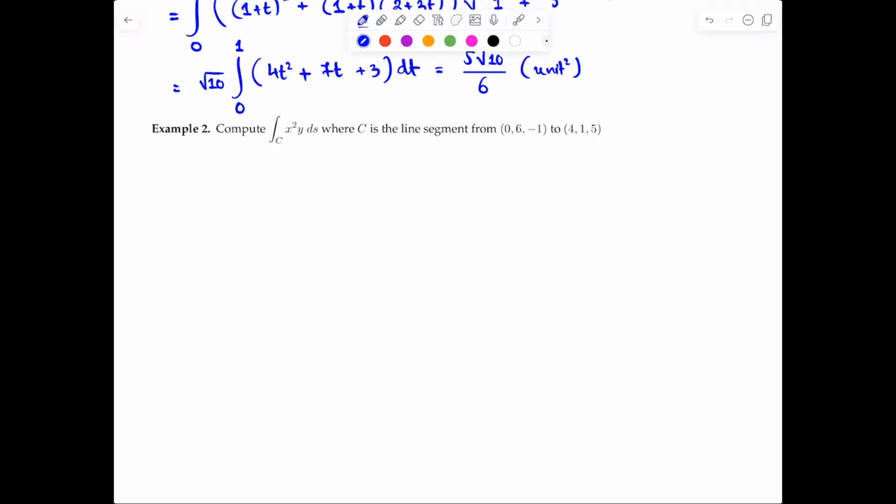All right, where were we? Okay, so we need to parameterize the line segment. You're going to start at the point 0, 6, -1, and you add t times the direction vector. So the direction vector is 4 minus 0, you get 4. 1 minus 6, you get -5. And 5 minus -1, you get +6.